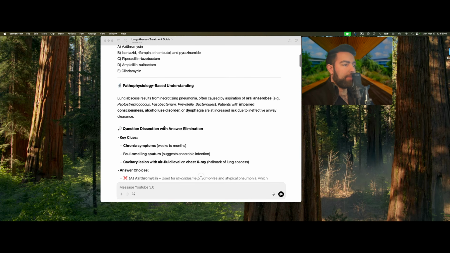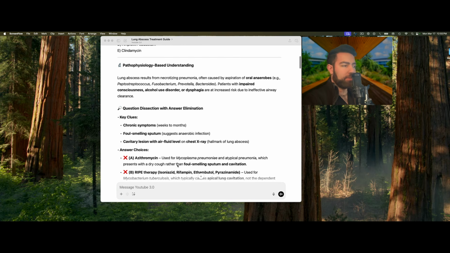The key clues were that the patient has chronic symptoms, right? It's weeks to months, foul-smelling sputum, most likely related to anaerobic infection, and then a cavitary lesion with air fluid level on chest X-ray, which would be the hallmark of the lung abscess.